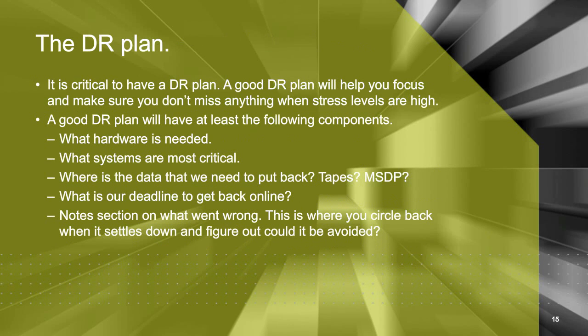It's critical to have a good DR plan. A good DR plan will help you focus and make sure you don't miss anything when stress levels are high. This is why dry runs are a good idea. You're confident in your processes and your environment and what needs to happen and what's the most important based on your priorities. It depends on the environment and what's most important to get back online. It might be a database server, might be email, might be whatever. So depending on your environment, it's in fact critical to have that in your DR plan: what order of operations are we going to do things? How are we going to bring everything back up, and in what order?